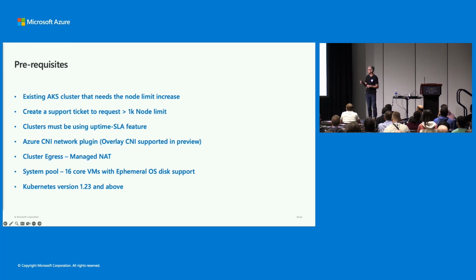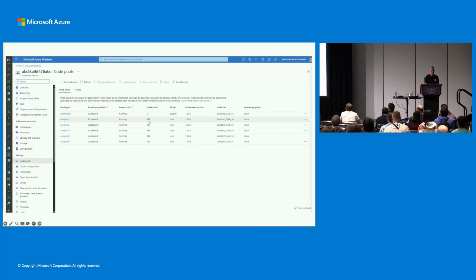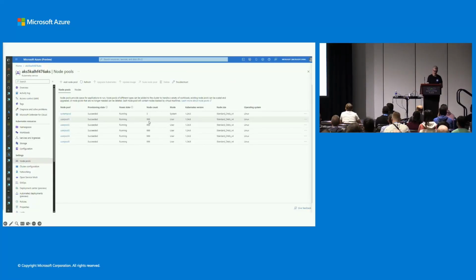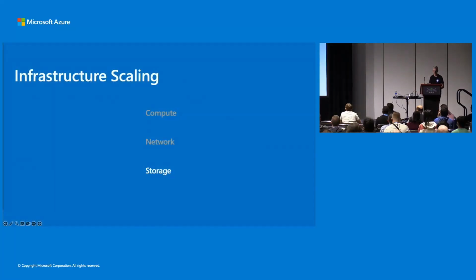Cluster egress must be managed NAT. The system node pool must be a 16-core VM. Why? Well, again, bigger cluster, bigger system components that need to be able to run that cluster for you as well. And your Kubernetes version must be over 1.23. And just so that you know that I'm not lying, we have a cluster of just under 5,000 nodes there as well. So it's very, very cool, and I do want to commend the work that people did to be able to get us to this point.